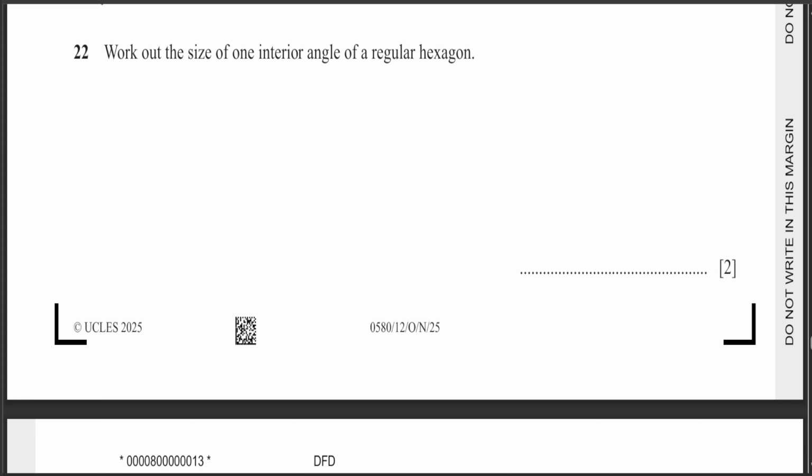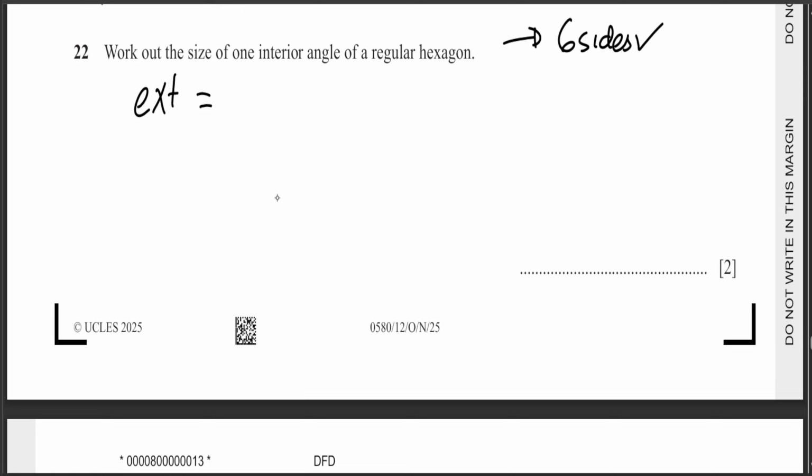That is the answer. Work out the size of one interior angle of a regular hexagon. Okay, a regular hexagon. Now let's find out the exterior angle of a regular hexagon itself. Because it's a hexagon, a hexagon has 6 sides.